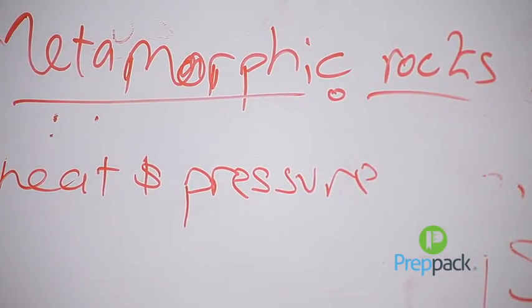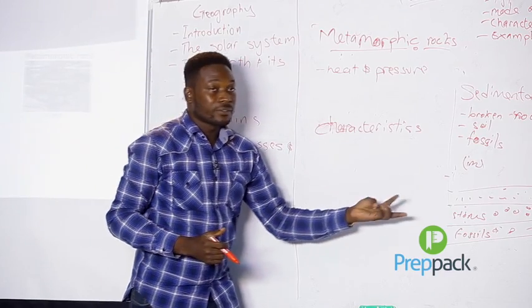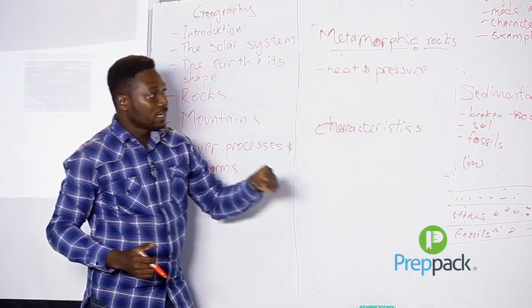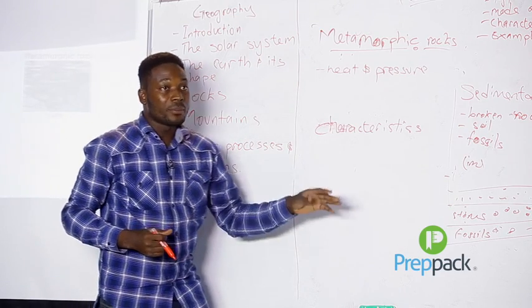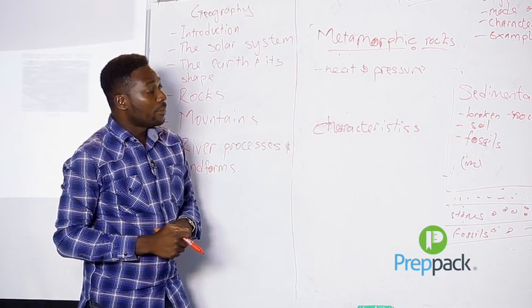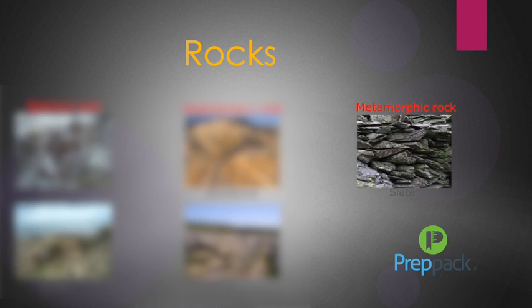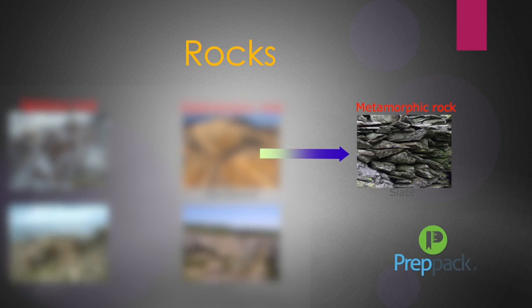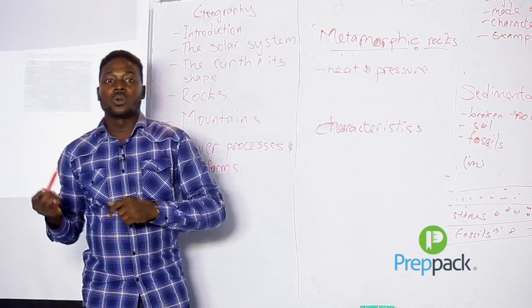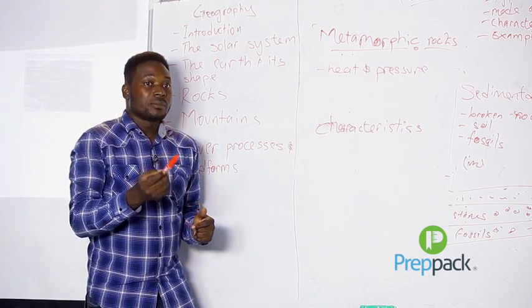Metamorphic rocks are non-crystalline. They could be stratified or non-stratified. They could be fossilized or non-fossilized. They could be permeable or impermeable, but they are non-crystalline. A major example of a metamorphic rock is slate. Now I'm going to show you what granite turns to when it becomes a metamorphic rock. I'm going to show you what limestone turns to when it's turned to a metamorphic rock.